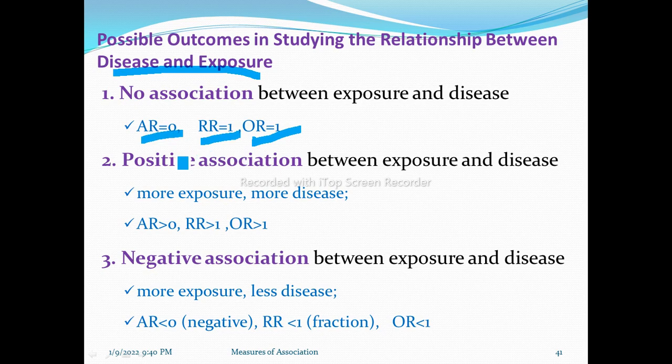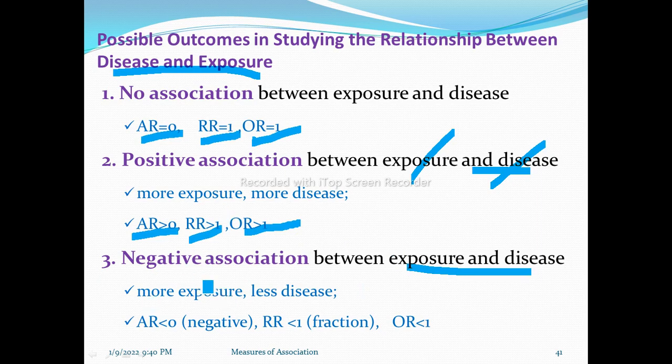And to say positive association between exposure and disease, that means there is a direct relationship between exposure and disease, the odds ratio should be greater than 1, the relative risk should be greater than 1, and attributable risk should be greater than 0. But to say negative association or inverse association between exposure and disease, the odds ratio should be less than 1, relative risk should be less than 1, and attributable risk less than 0. Less than 0 means negative, less than 1 means a fraction.